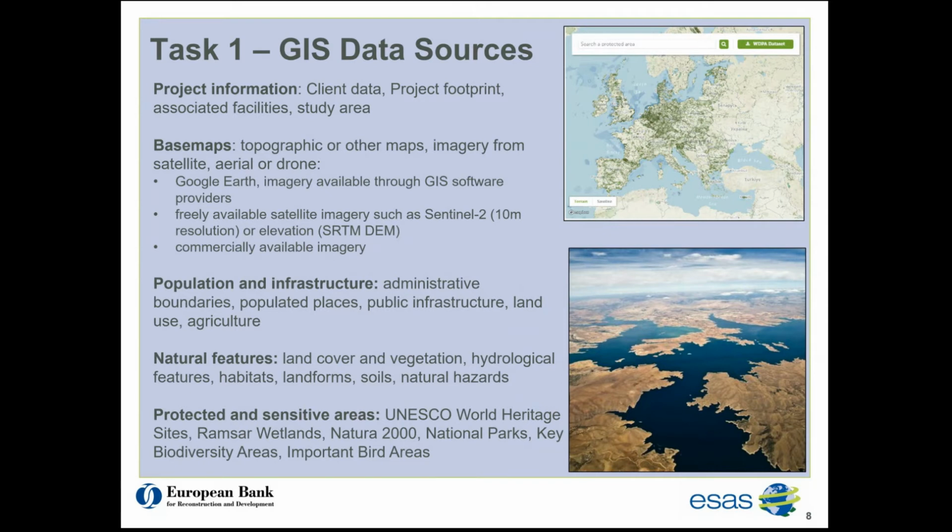The presence of protected and important areas for habitats and species can be added with boundary information obtained from the World Database of Protected Areas, amongst various other sources. Examples of protected and sensitive areas include UNESCO World Heritage Sites, Ramsar wetlands of international importance, Natura 2000 sites, national parks, or key biodiversity areas, which include important bird areas and Alliance for Zero Extinction sites.